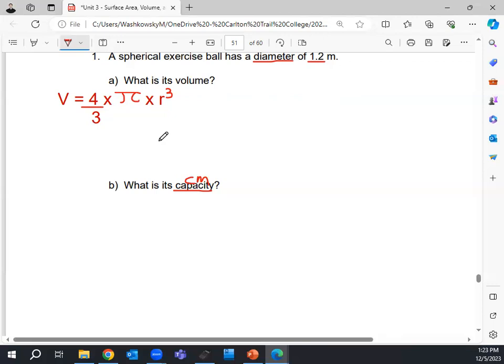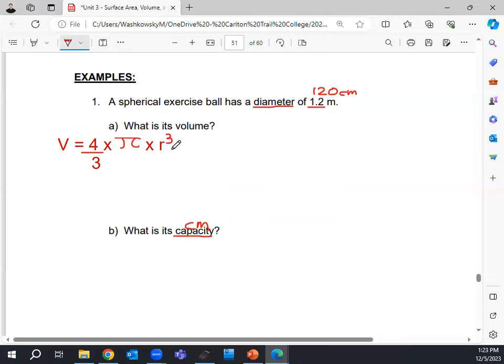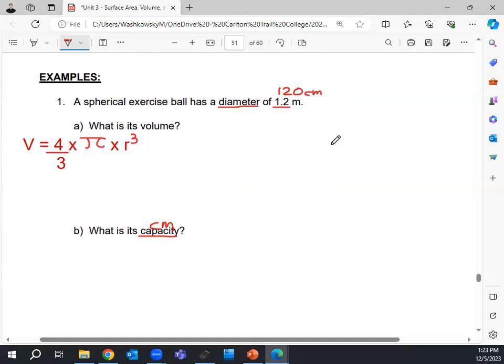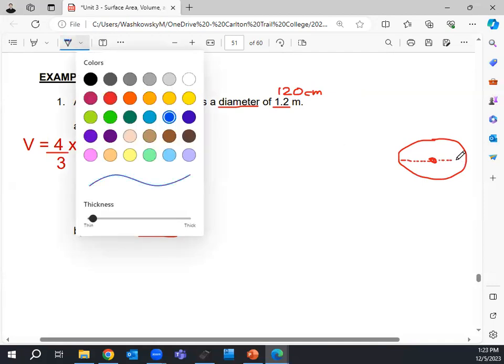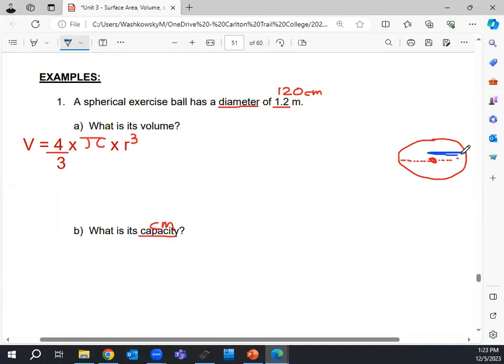Okay, so all I now need to figure out is the radius. What's my radius of the sphere? 60. It's 60, right? Because remember, a diameter is the line that goes all the way through the circle, but I only care about the radius, that blue line, and the radius is always going to be half of it. You don't need to write this down if you don't want, but I'm just taking 120 and cutting it in half, and I know that it's 60 centimeters.